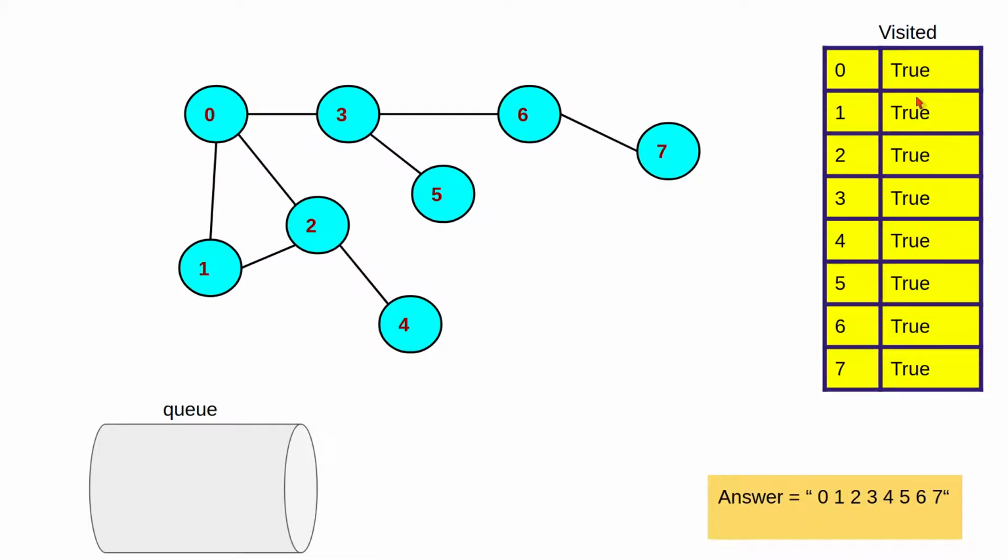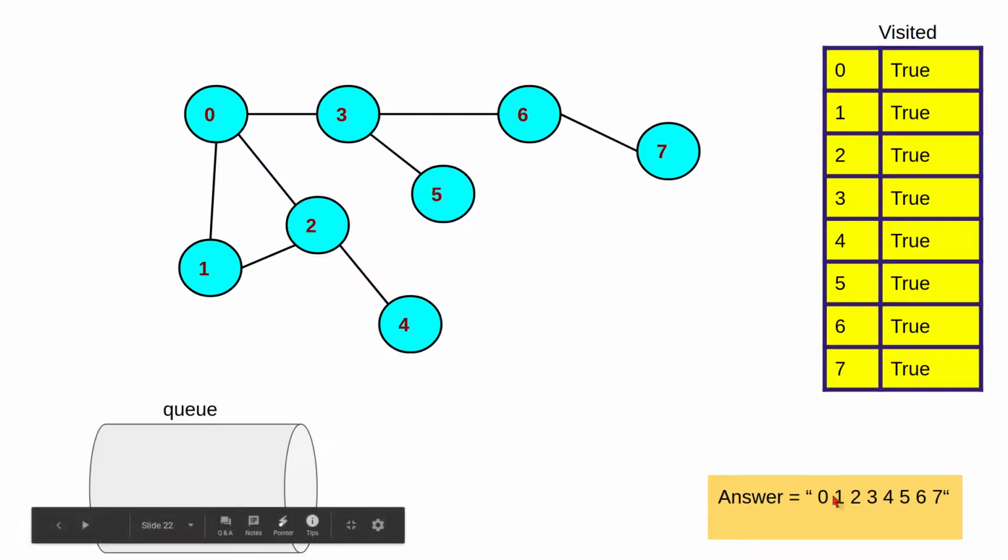So finally you can see that all the nodes got visited and we got the answer, the traversal of this graph, that is 0, 1, 2, 3, 4, 5, 6, 7.